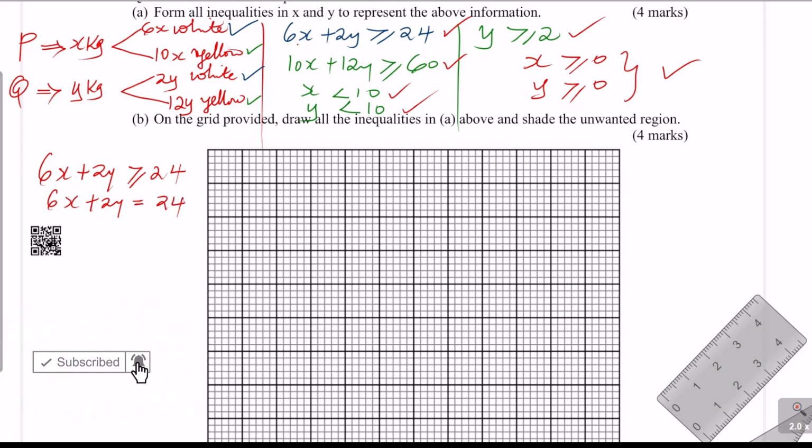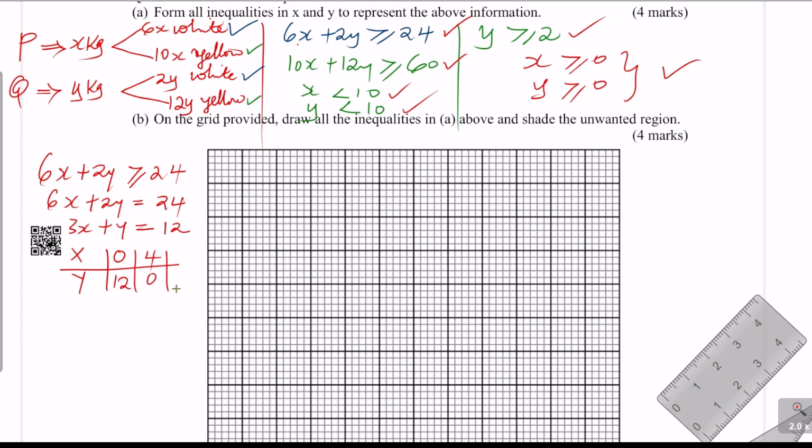So you can simplify this equation by dividing all through by 2, so that here you get 3x plus y is greater than or equal to 12. To draw a straight line, you need at least 2 points. So let me just use equals here, because this is a line you have to draw. 3x plus y is equal to 12. So when x is 0, y will be 12. Then when y is 0, x will be 4. So you're going to use these 2 points to draw that. So that is the first one.